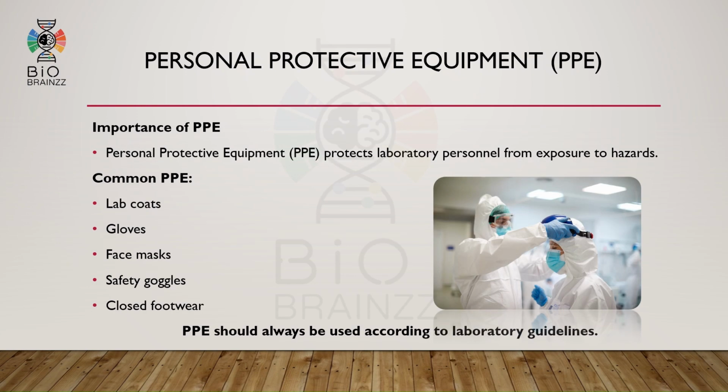Now, let us discuss personal protective equipment, commonly called PPE. PPE acts as a protective barrier between laboratory hazards and the person working in the lab. Common PPE includes lab coats, gloves, face mask, safety goggles, and closed footwear. Wearing proper PPE reduces exposure to chemicals, infections, and injuries.